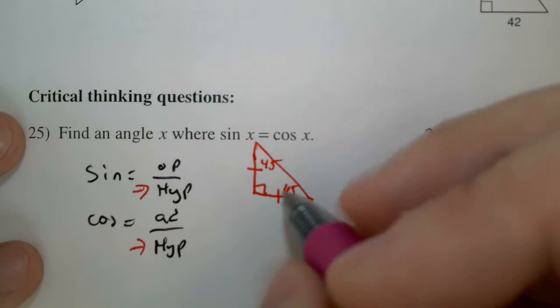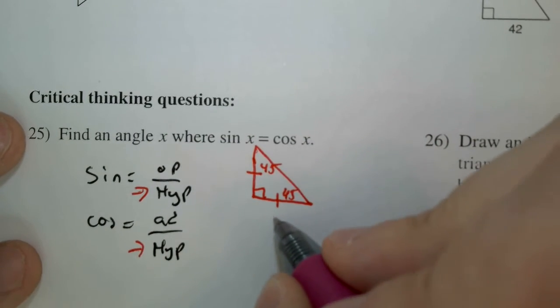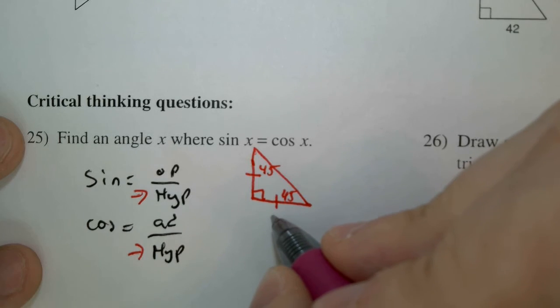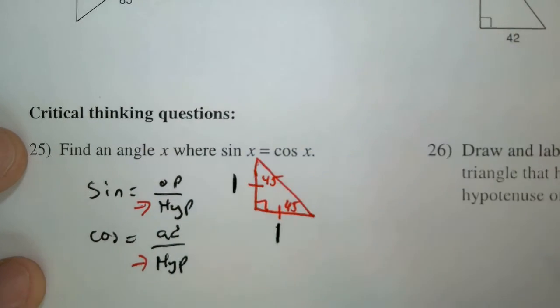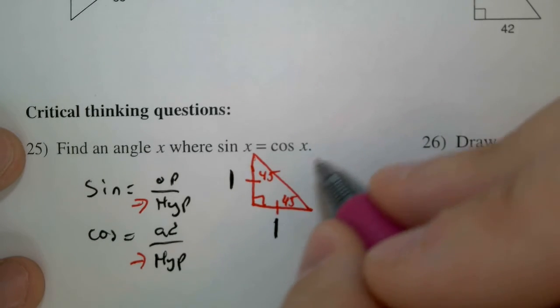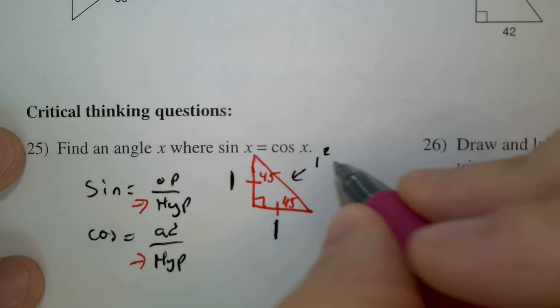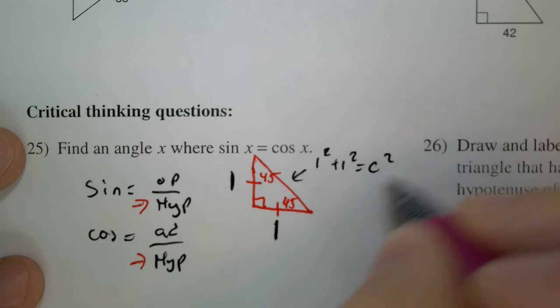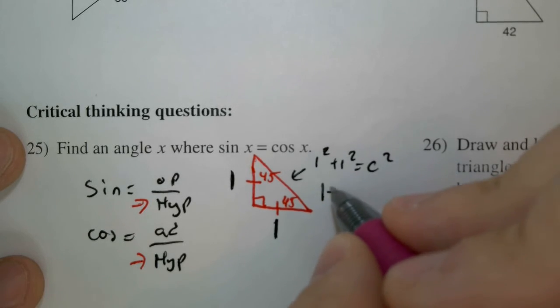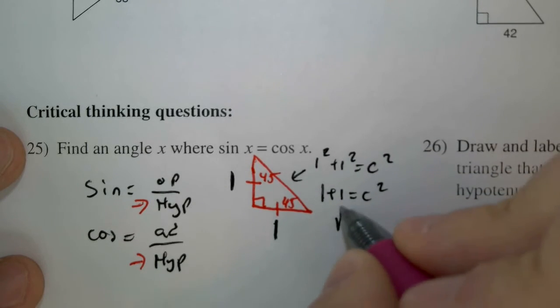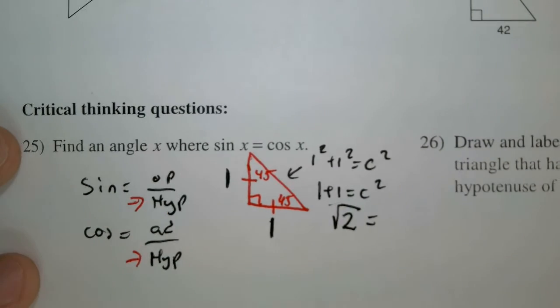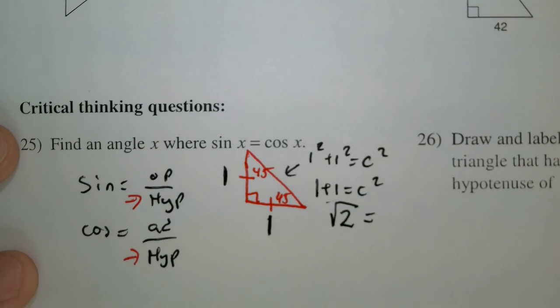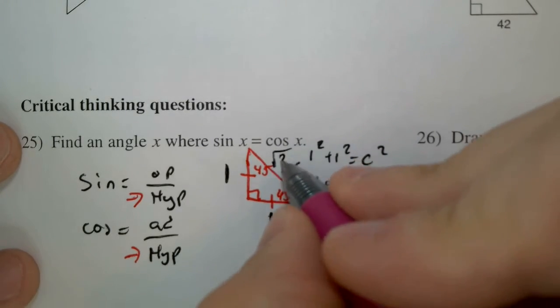And let's test this out. So if it's a 45-45 triangle, this could be like, I don't know, let's say 1. And this could be 1. And then this would end up being, if you use the Pythagorean theorem, 1 squared plus 1 squared would equal c squared. It would end up equaling 1 plus 1 is equal to c squared, or 2 is equal to c squared, which is the square root of 2 according to special right triangles as well as the Pythagorean theorem. So let's see if that's true.